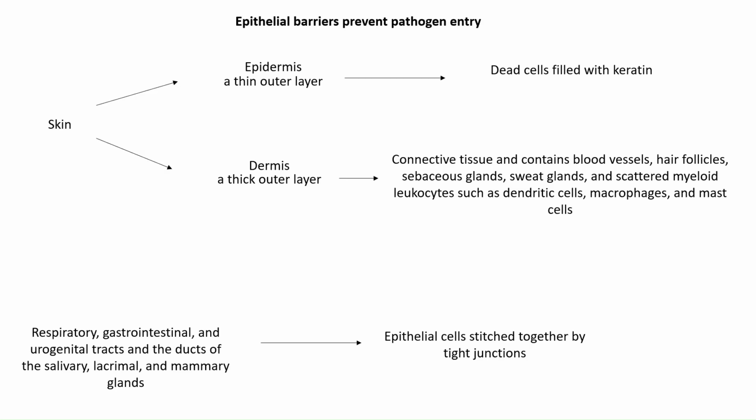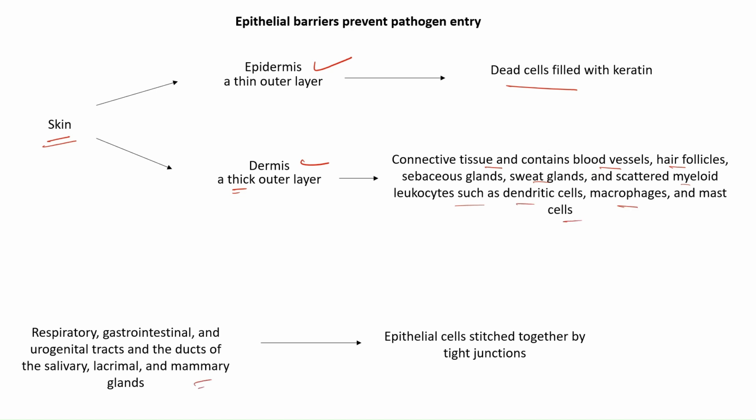So in the epithelial barrier, first of all, we have the skin. Now in skin, we have two layers, that is the outer epidermis layer, which is thin, and the inner dermis layer, which is thick. The outer epidermis layer consists of dead cells, which are filled with keratin, that is a protein. And in dermis, we have connective tissues that contain blood vessels, hair follicles, sebaceous glands, sweat glands, and myeloid leukocytes such as dendritic cells, macrophages and mast cells.